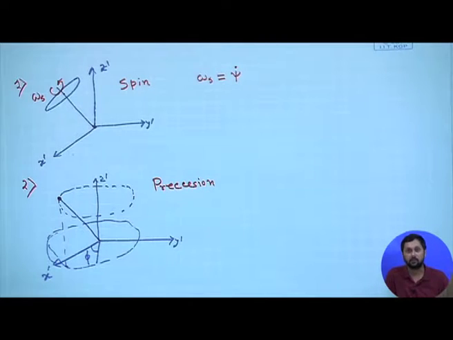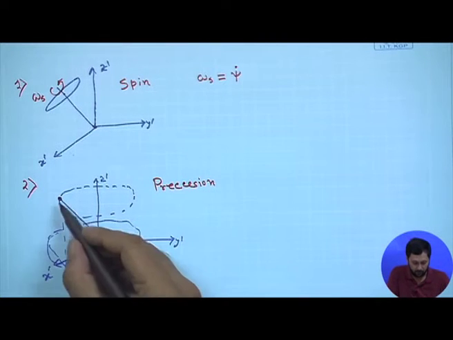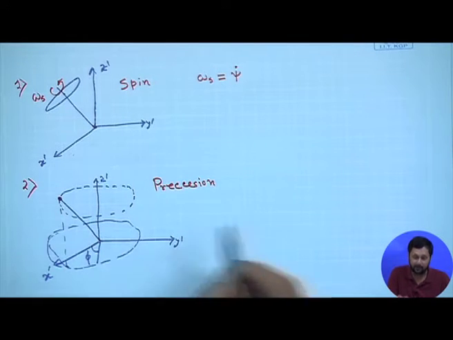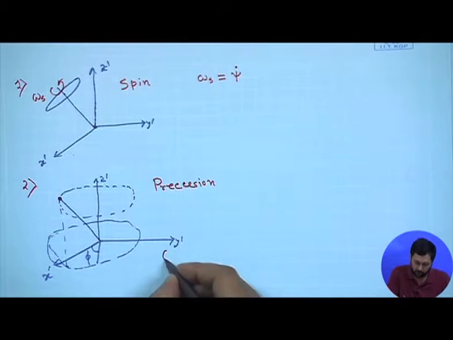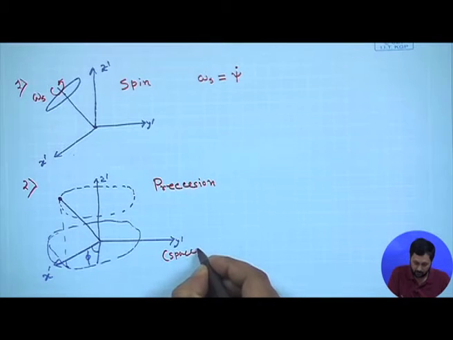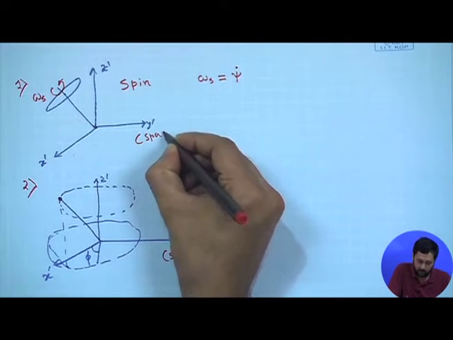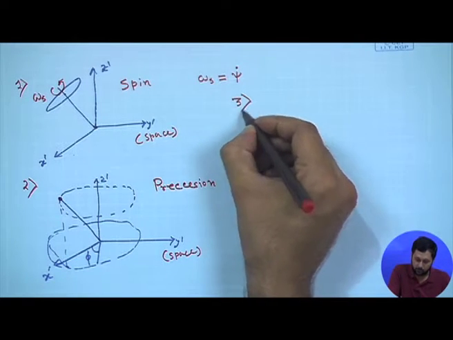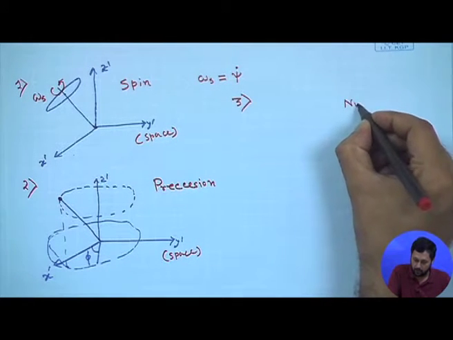It is called the precession motion. Precession means when the axis of the top rotates around the space z axis. So, all these axes are space axes, here and here. Okay. And the third type of motion is called nutation.